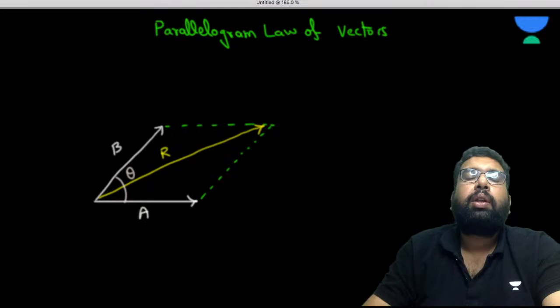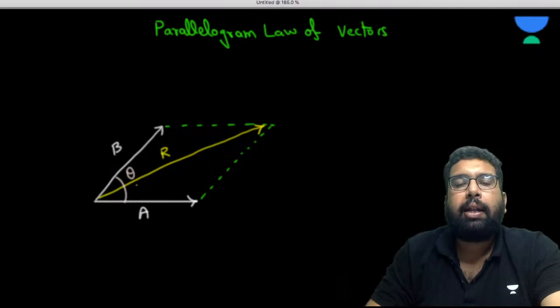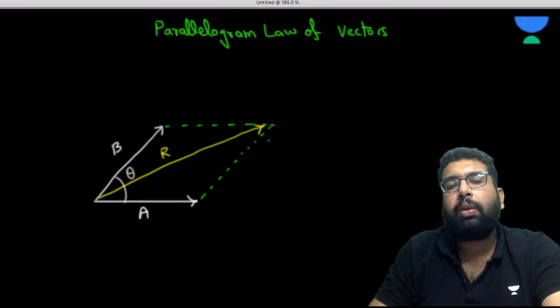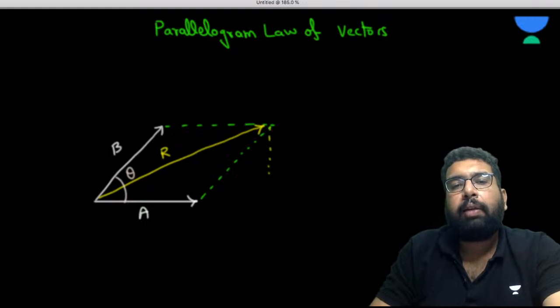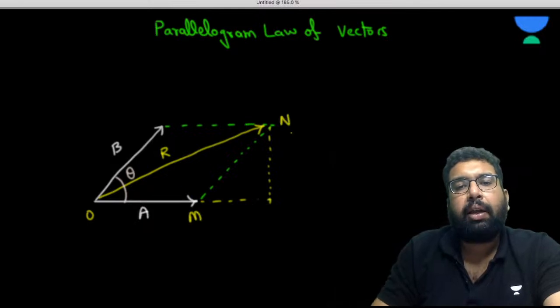Now, in this case, what is going to happen? We have this A, we have this B, and this is going to be the resultant R. Now let's try to derive this R, to make a formula for this R. See how we can do it. If I make a perpendicular line here, and extend this line, let's name the points M and P.